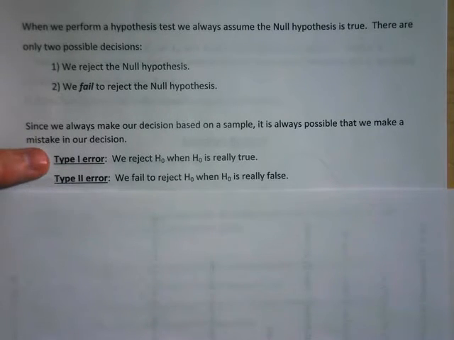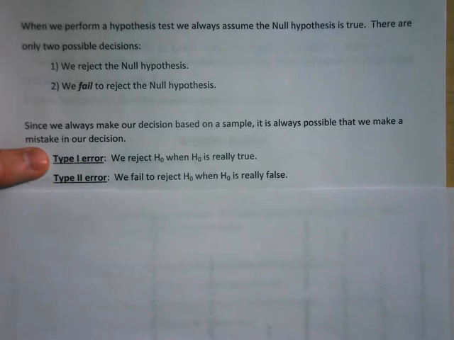Okay, so a type 1 is saying that we do not reject the null hypothesis. I'm sorry, I just said it backwards. A type 1 error is that we reject the null hypothesis when we shouldn't have. And then type 2 is that we fail to reject the null hypothesis when we should have.